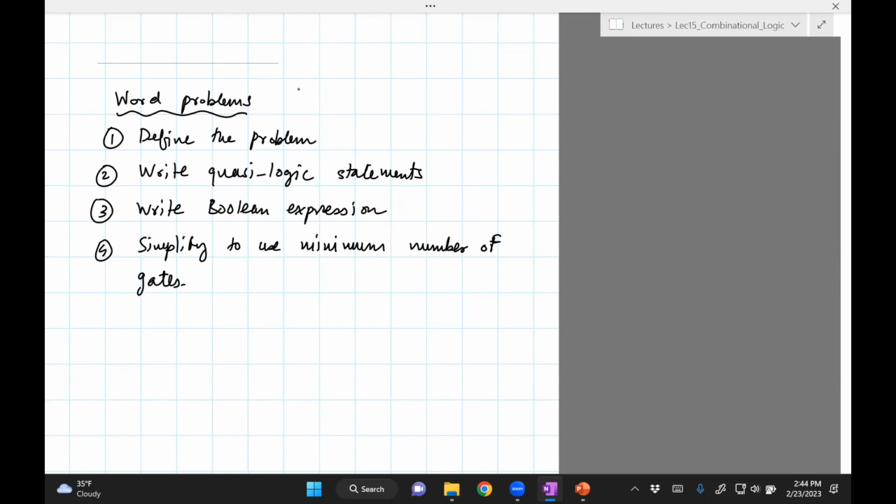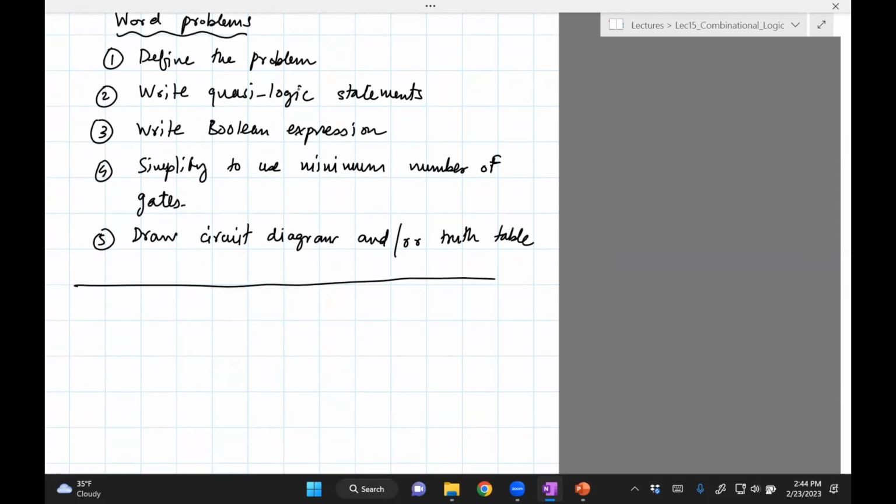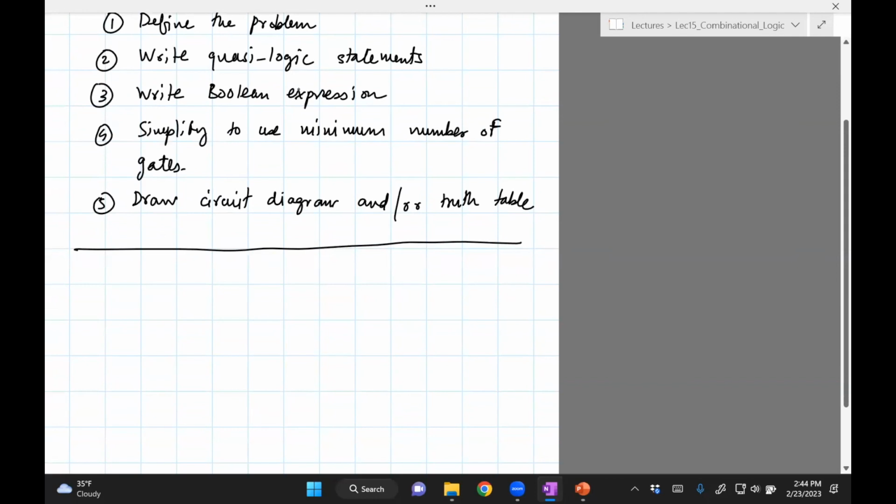Okay, so that's the same thing which we saw earlier. Don't use too many ICs, just reduce it to the simplest possible case. And then finally draw the circuit diagram and/or truth table. Okay, so here is a sort of made up problem.